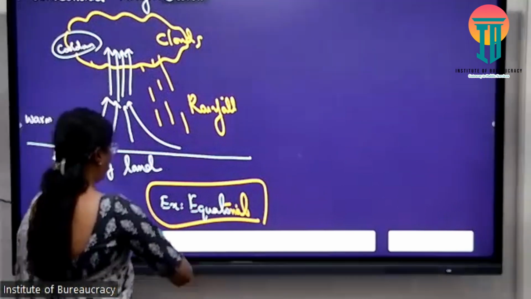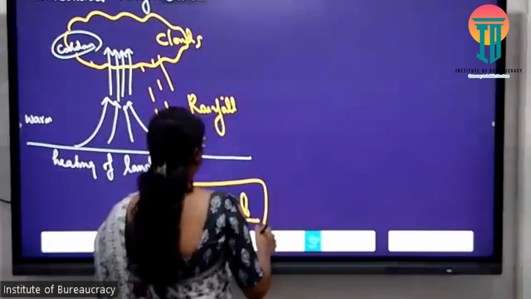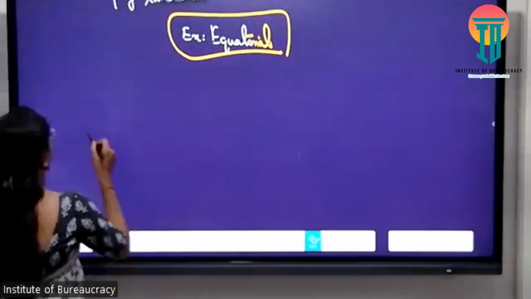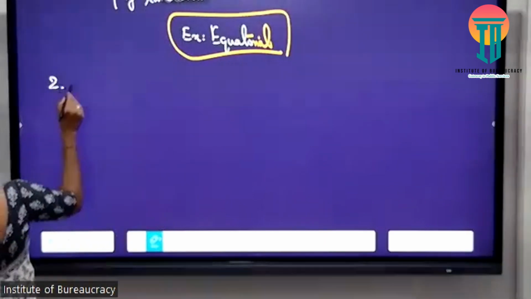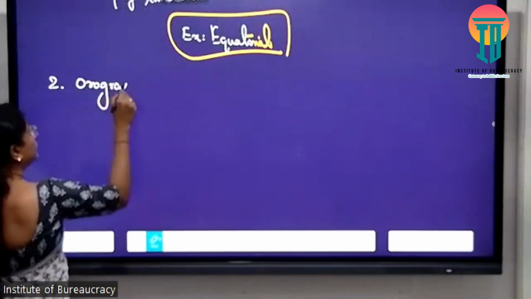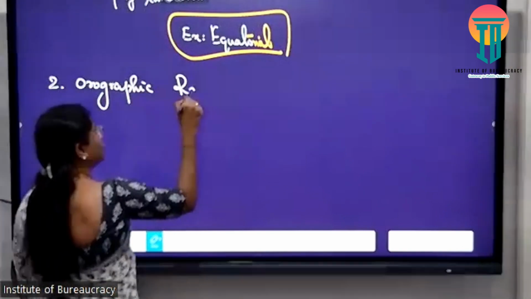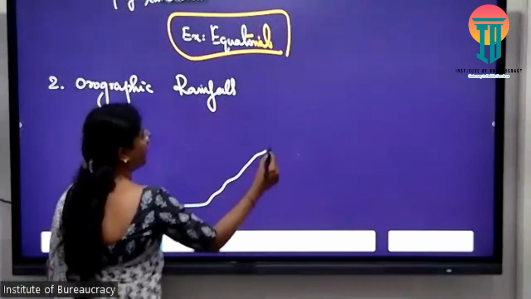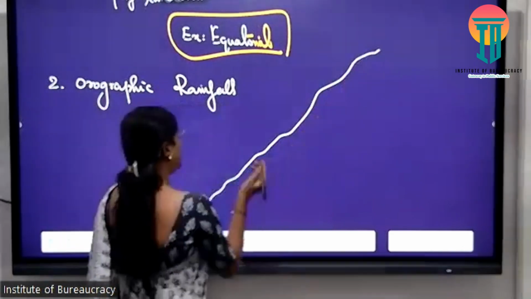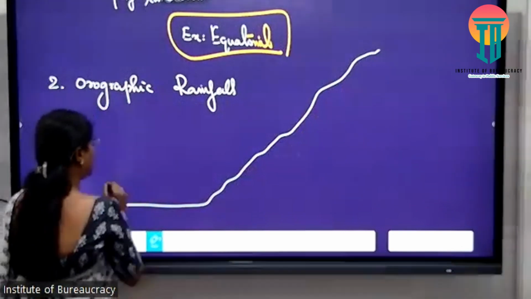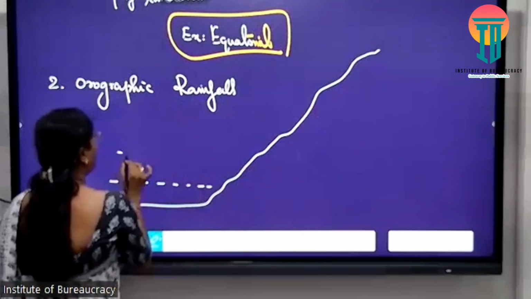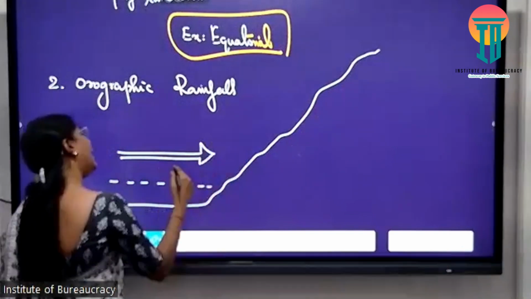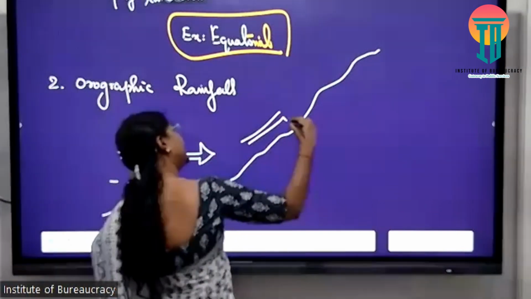The next important one is orographic rainfall. You would have heard about it in GS, so I'll take it very simply. The second one is orographic. Whenever there is a presence of a mountain and a nearby ocean surface, the incoming air would be hindered by the mountain and this air is compelled to ascend up.